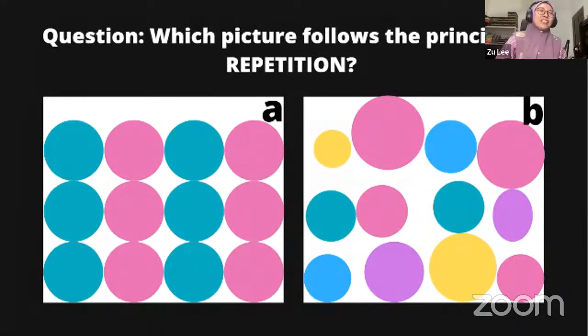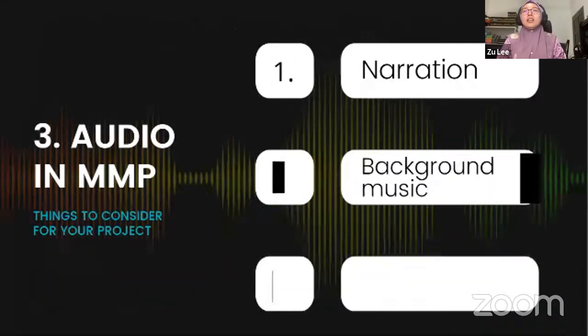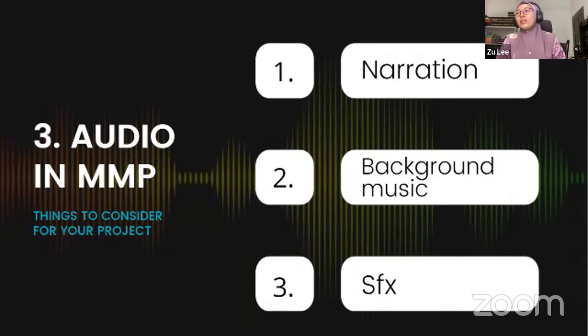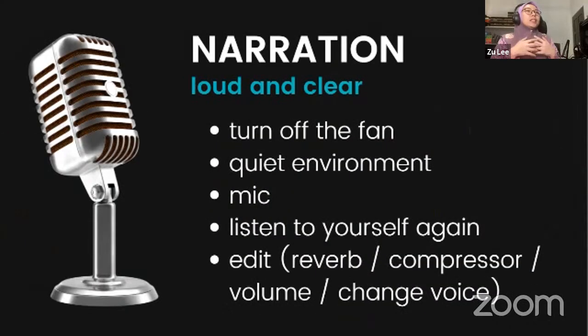Okay, let's continue with the third criteria, audio. These are the three things you should consider when you're narrating, because you'll be doing the actual teaching. Then the background music: you want soothing music, or do you want sad music throughout your video? And number three, sound effects. So let's move on to narration. Make sure that your narration is loud and clear. Here are some of my tips.